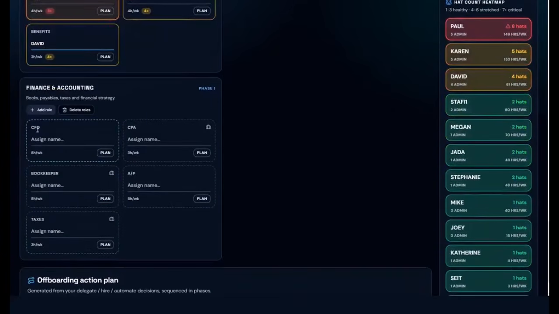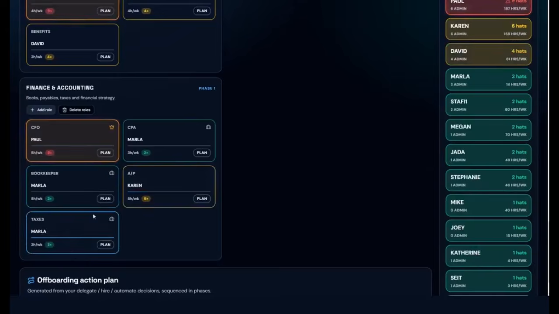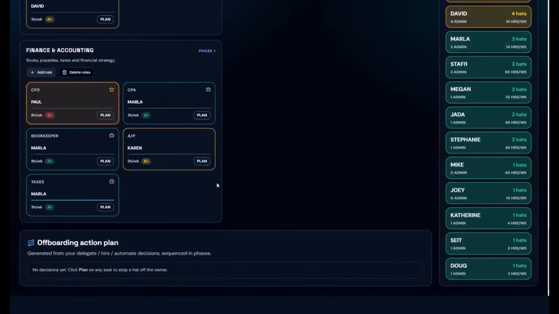Now we get into accounting. Our CFO, we don't have a chief financial officer, and sadly, terrible job for our attorney, but with me. CPA, well, that's Marla, whose team also is our bookkeeper. Accounts payable, that is Karen. And our taxes are handled by, well, I'm paying them, but we're going to put Marla for figuring them out. So now everything is filled out.